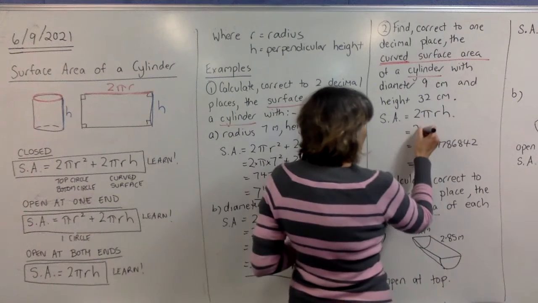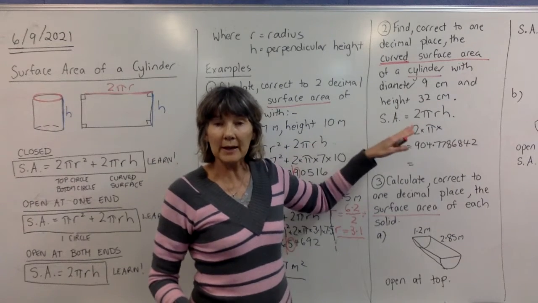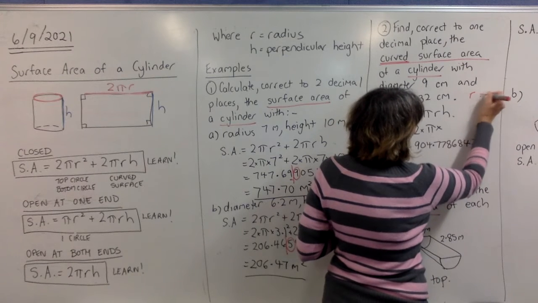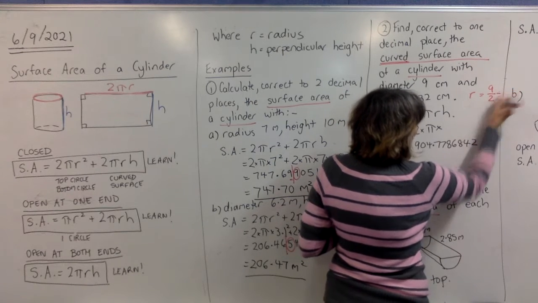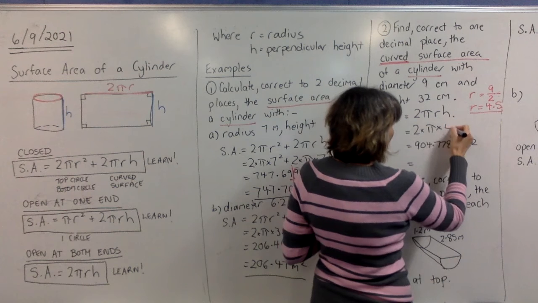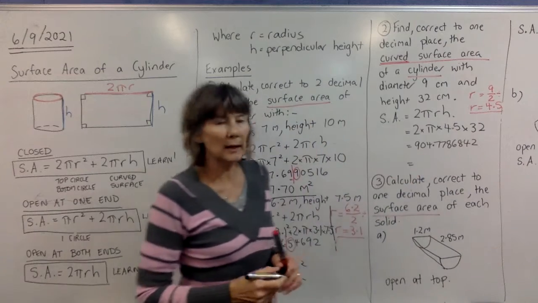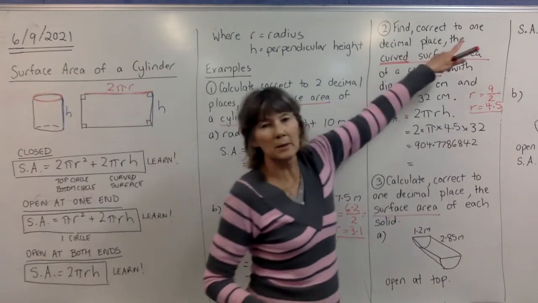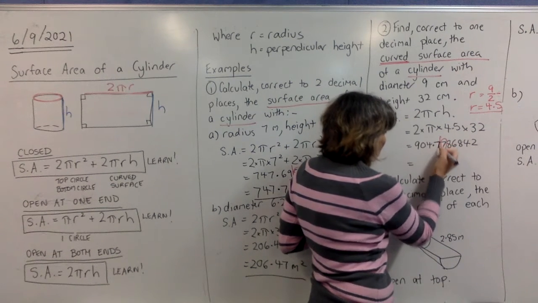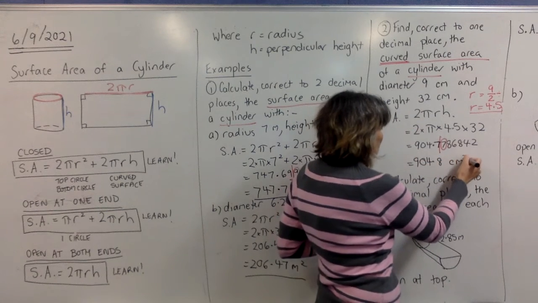Okay, so we're subbing in 2 times pi times, now they've given you a diameter of 9, so our radius will be half of that. So you're going to have to get 9 divided by 2, half of it, and you'll get 4.5. So we're putting that in for our radius. So it's 4.5 times the height of 32. That's the answer you'll get. And then we're rounding to 1 decimal place this time. And that will take us up by 1 here to an 8. And here's your answer, centimetres squared.